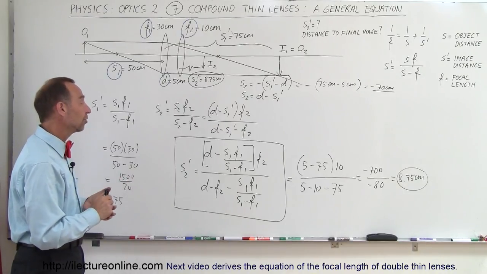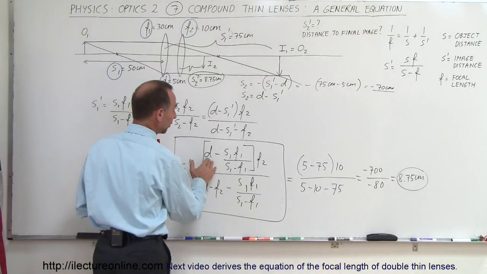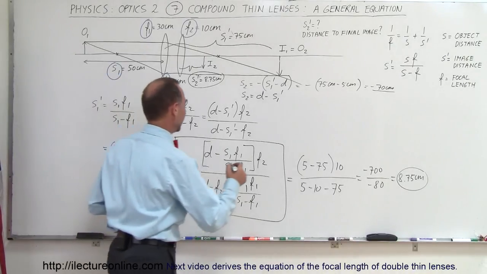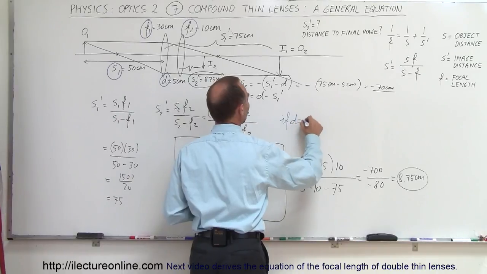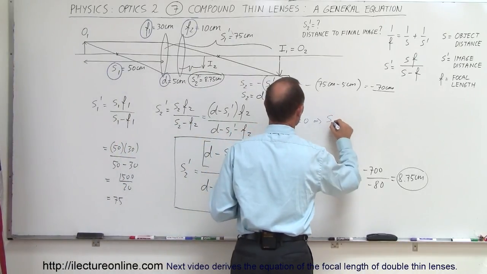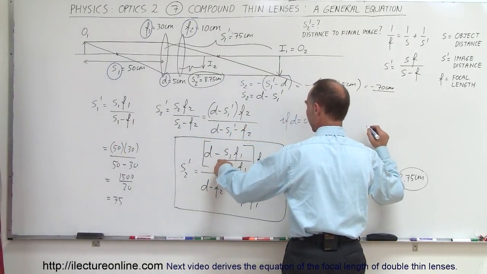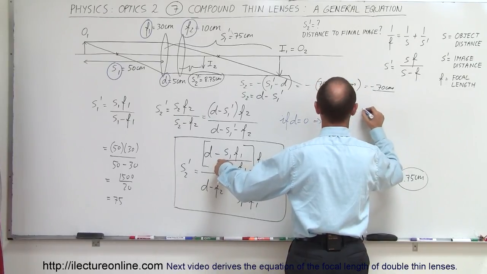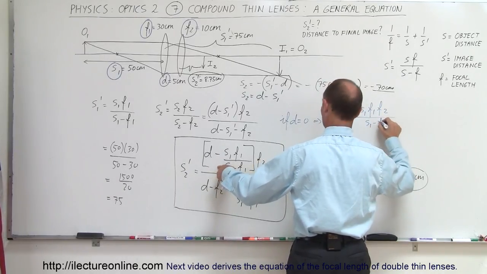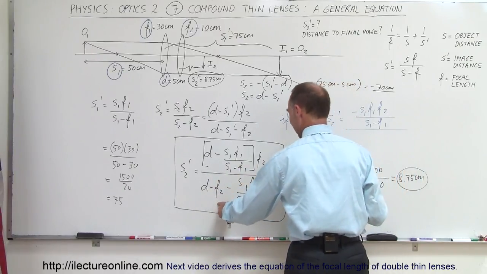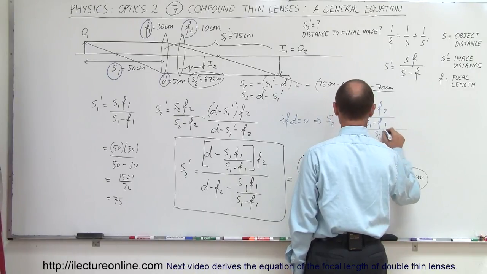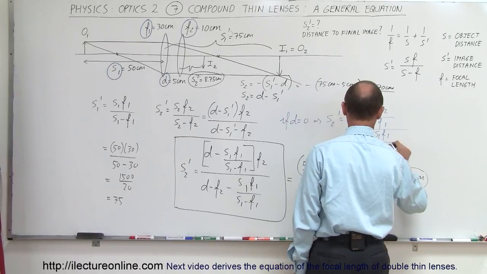Now, what would happen if D goes to zero? Well, when D goes to zero, let's try that. We get a slightly different equation, don't we? So if D is equal to zero, what will this equation become? All right, let's try that. So we have S2 prime is equal to, that goes to zero, so we have minus S1 F1 F2 divided by S1 minus F1, and the whole thing divided by what's in the denominator, which would be minus F2 minus S1 F1 divided by S1 minus F1.